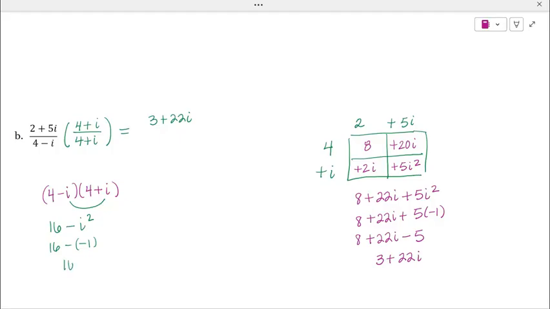So this changes into 16 plus 1, or 17. So my denominator here is 17. For my final answer, I'll just split this up into its real part and its imaginary part.